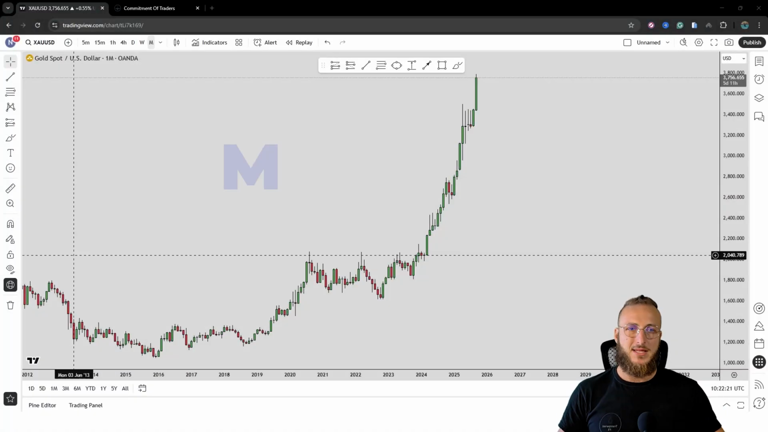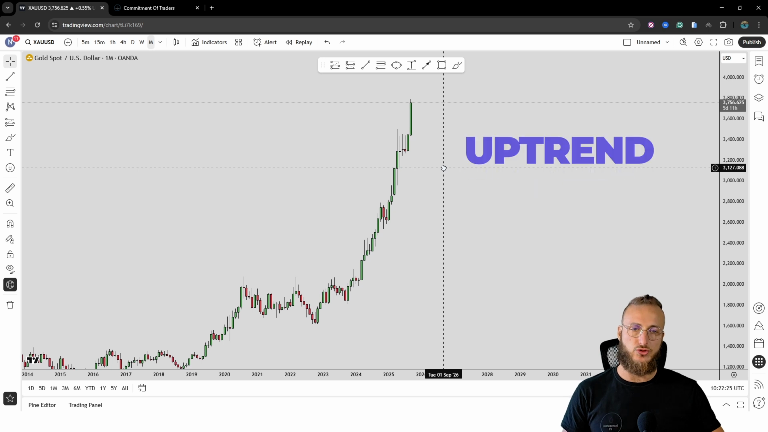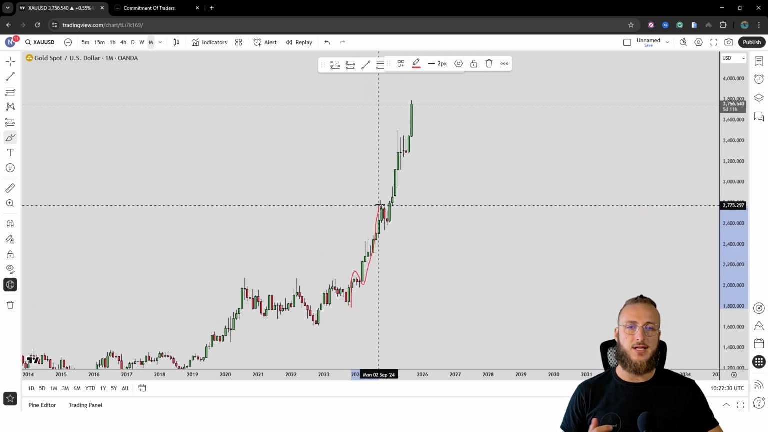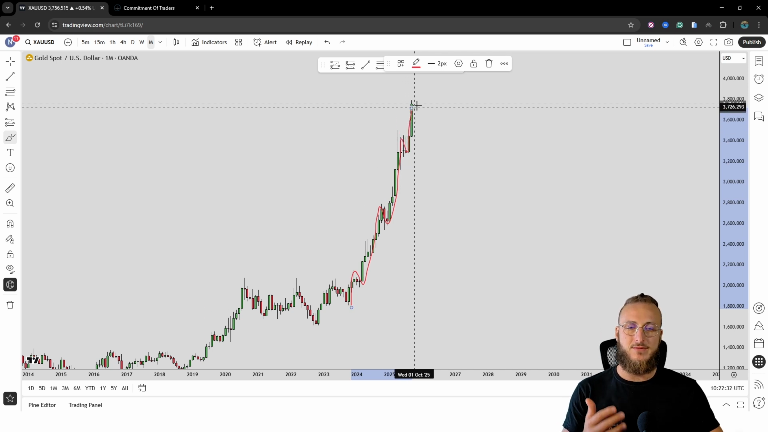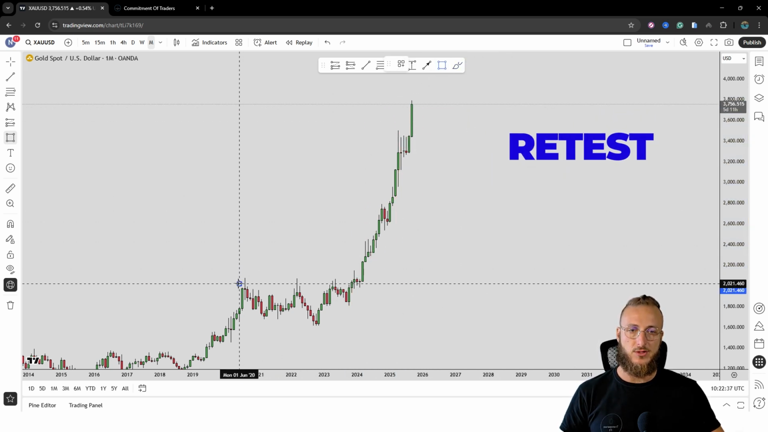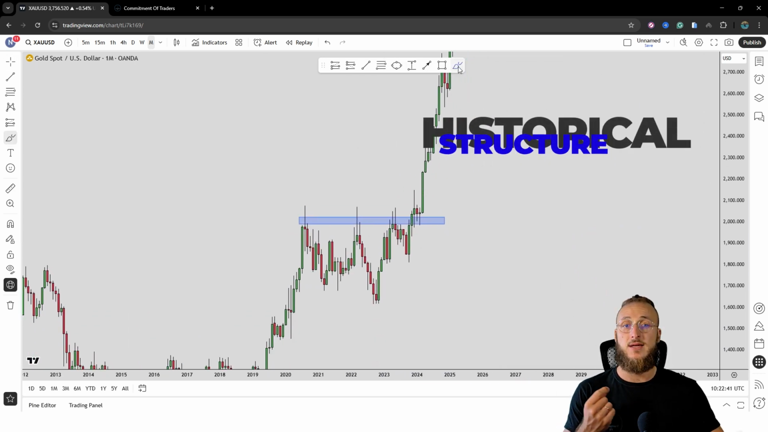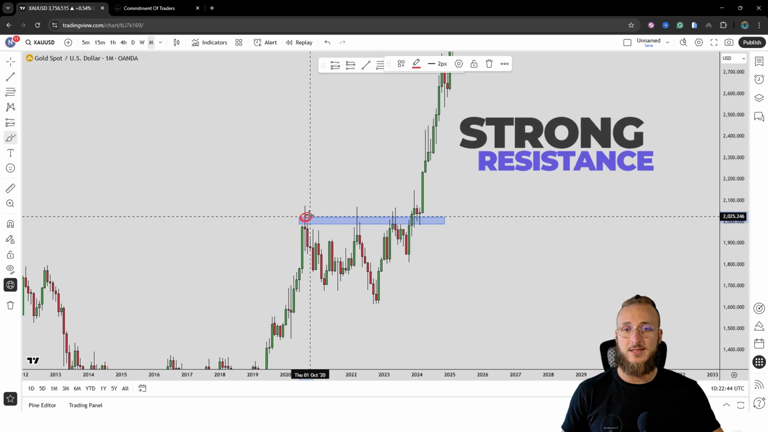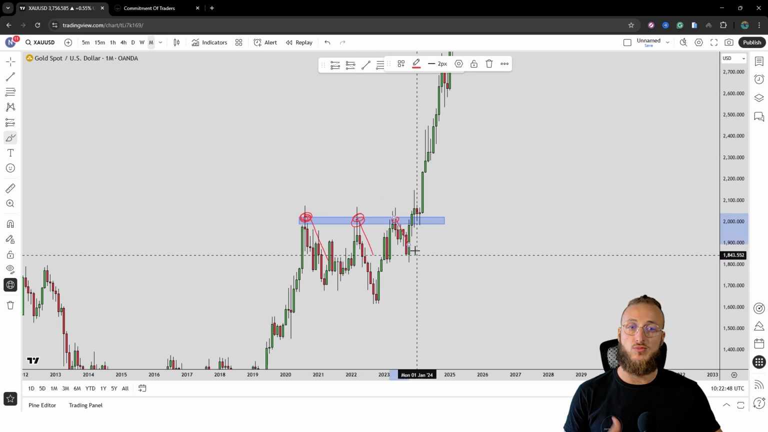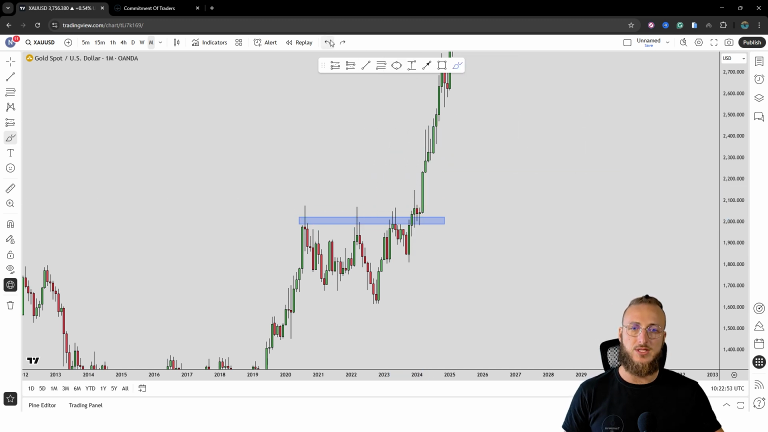Starting here from the monthly time frame, what we can see is that we have a market which is in a very clear uptrend. The market has been creating a series of monthly higher highs and higher lows. We had this massive uptrend developing away from the break and retest of this historical structured zone, which we can easily identify here as the level that was acting as resistance, and the market respected it for many years in a row.